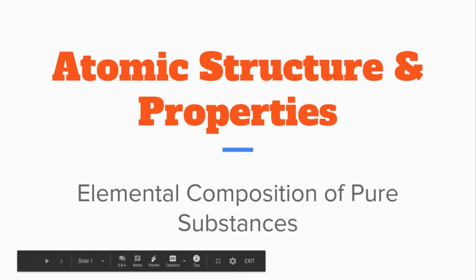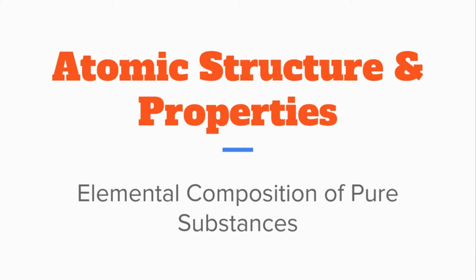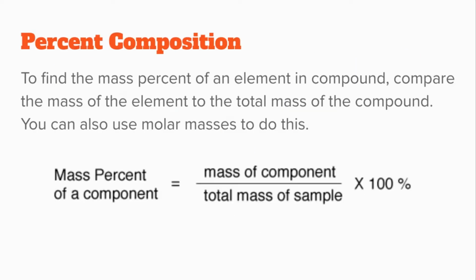All right, so today we're going to be looking at the elemental composition of pure substances. So this is things like the percent composition of a compound, and then how we can also use that or the masses of the elements in a compound to discover the empirical formula or the molecular formula of the substance.